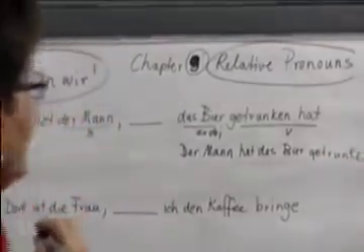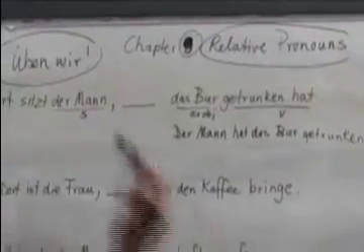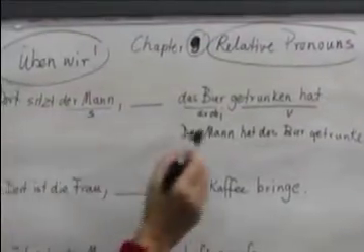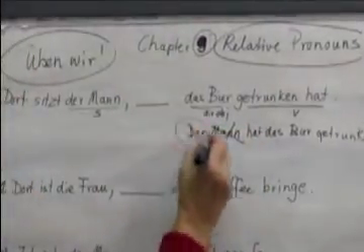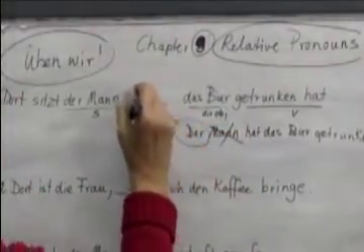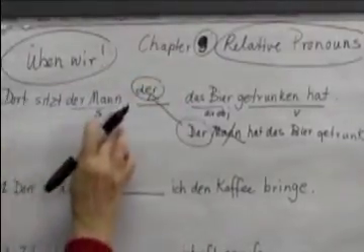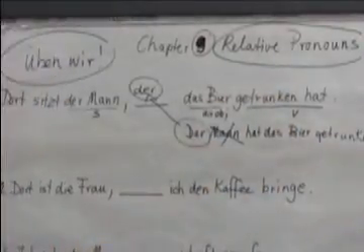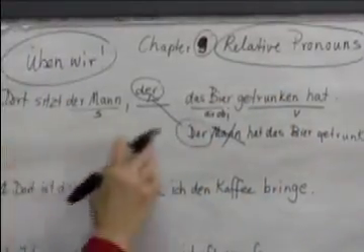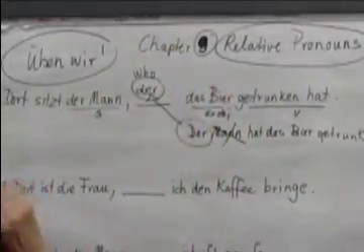So now we know what is missing. And now we can start eliminating, right? Mann, Mann, same thing. Drop it out, move it up here. Der. Dort sitzt der Mann, der das Bier getrunken hat. Now how do we translate that? There sits the man who drank the beer.